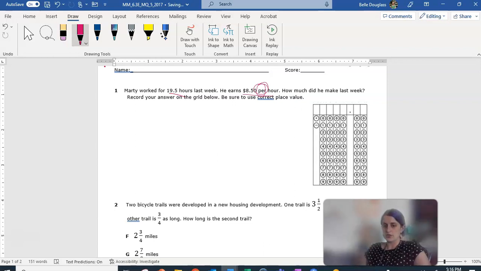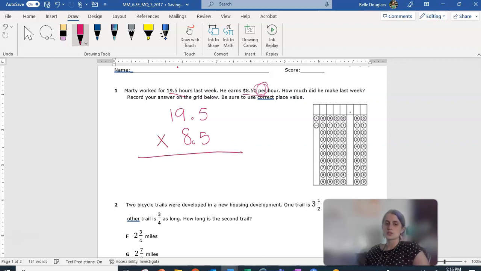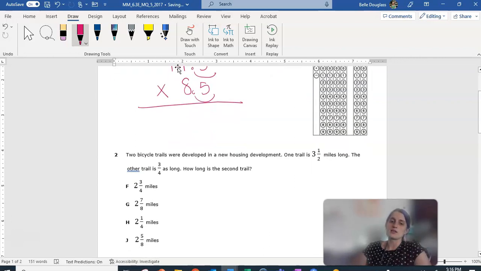850, 850, 850, 850, 850, 19.5 times. So we are going to multiply 19.5 times $8.50. And actually, I'm not going to write that whole thing out. I'm just going to write the 8 and the 5 because when it's after a decimal point, I can drop any zeros at the end. So you're going to multiply that out and get your final answer. Don't forget to put a decimal point in 2 spaces from the end.